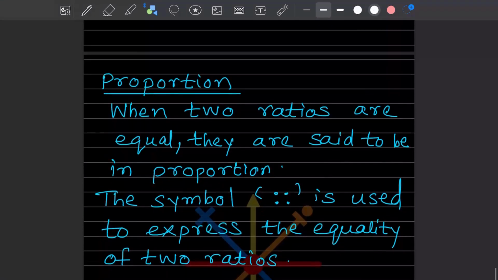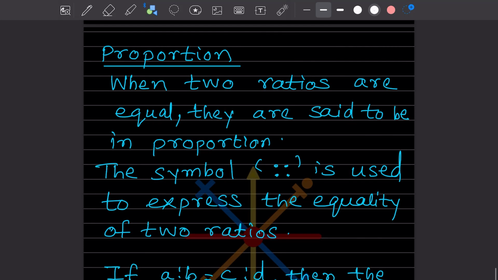Before we start with the exercise, you should know what is proportion. We have already done ratio in the previous video, and now we are going to see what is proportion. If somebody asks you for the definition, you should know what proportion is first, and later on I'll give you the example.